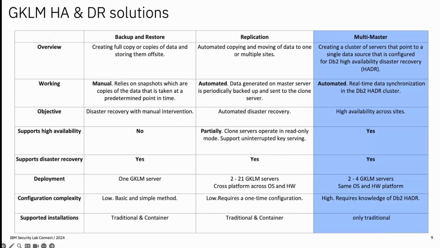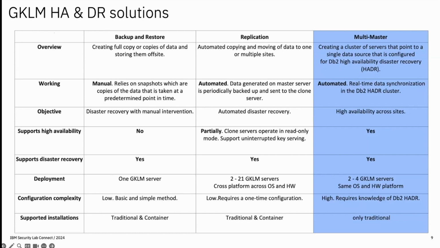These are the three strategies that GKLM provides for different situations. At a high level, in backup and restore, GKLM provides a way to create a copy or backup of data. This is then stored offsite, which can be used in case of disaster recovery to restore the system. This is a completely manual process and mainly aimed at disaster recovery and not for high availability.